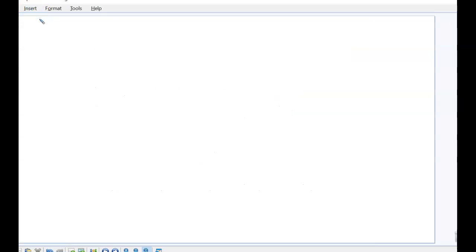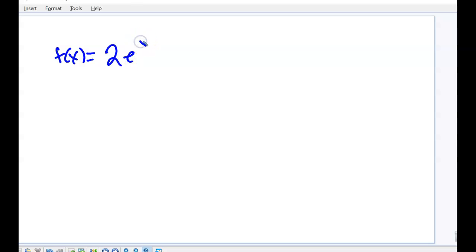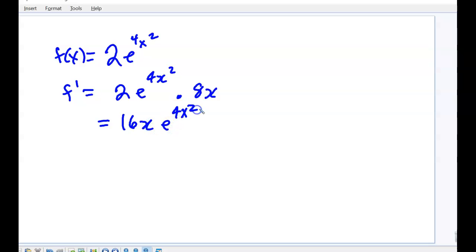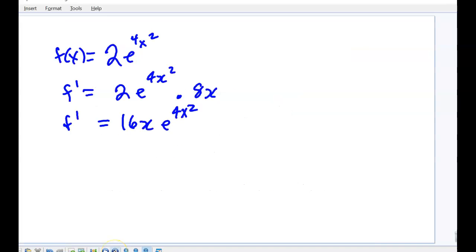So again, to do this question, I'm going to take my original function, which is 2e to the 4x squared. I want to take the derivative, so it's going to be 2e to the 4x squared times 8x, which is really 16x e to the 4x squared. So there's my derivative. And they're asking me, where does the function have a tangent line slope of 3, which is the same thing as saying, where is the derivative equal to 3?